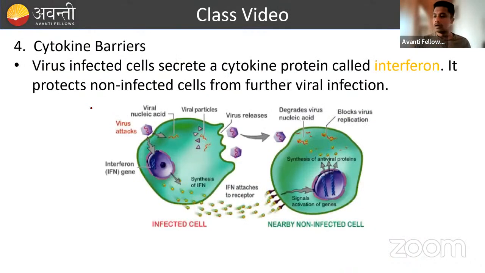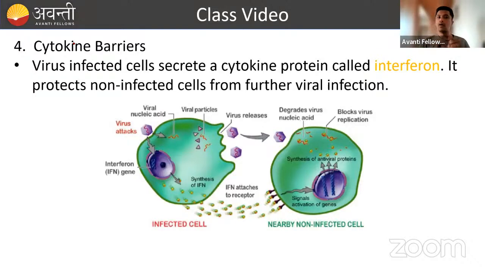And the next one is cytokine barriers. Cytokine barriers are a very interesting type of barrier that we can understand. Let us assume that one of our own cells is infected by a virus. The problem for our body is that whenever a virus enters, it is very hard for our body to recognize these viruses, because they have exceptional ways to cheat or blind our immune system.